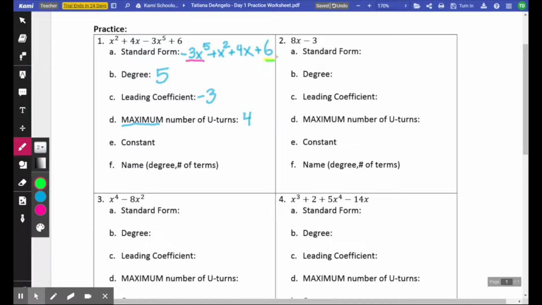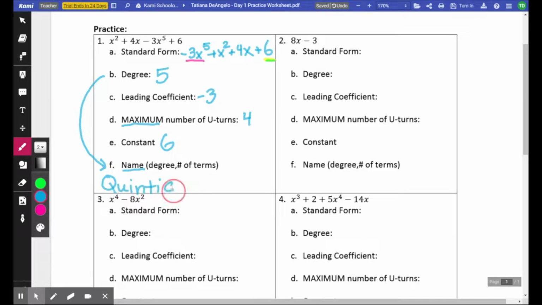The constant is going to be 6. And now it's asking me for the name. So this is when I want to go back and look at where it said linear, quadratic, cubic, quartic, quintic, and constant. And since my degree is 5, that means that the name by degree is going to be quintic.